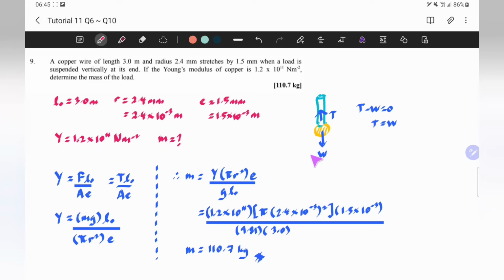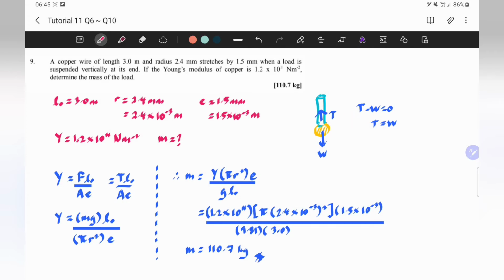So again, this is the situation. What do we have now? Just a wire connected to the mass. So the force exerted on the wire is the tension, which is caused by the weight, isn't it? So again, T minus W equal to 0, giving you T equals W. This is the force exerted on the wire, which is the tension.